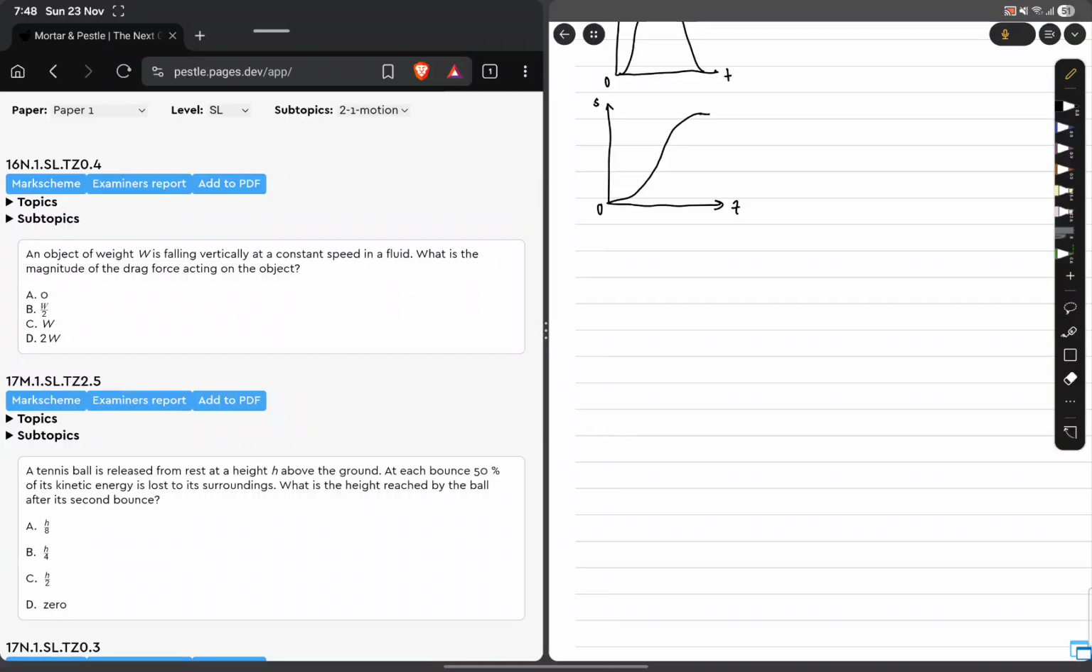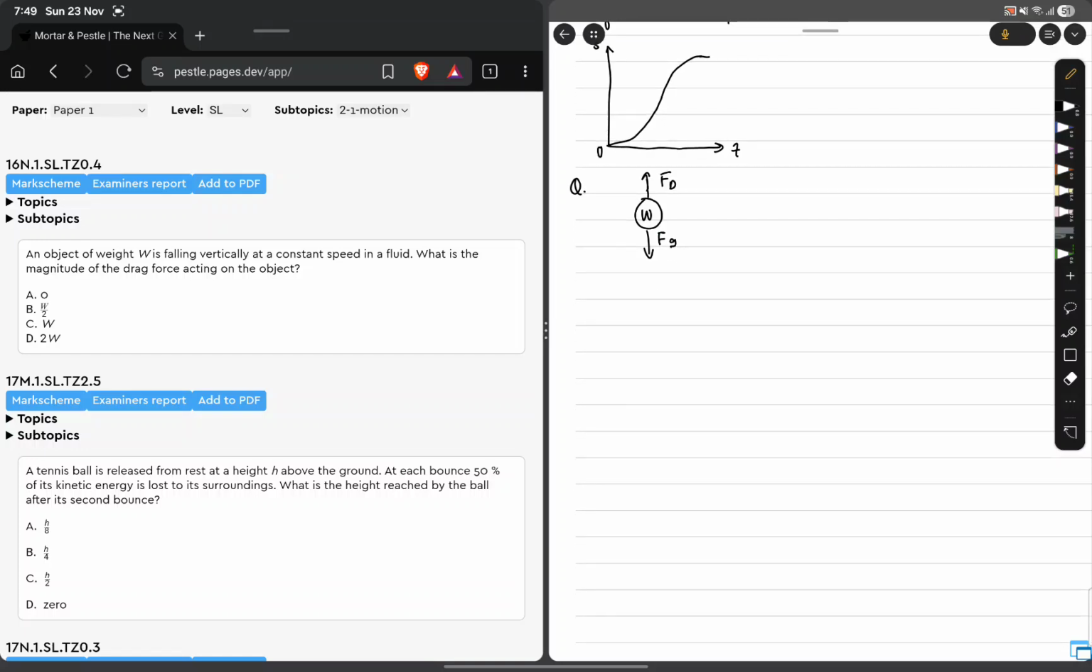Nope. Alright, the next question is, an object of weight W is falling vertically at a constant speed in a fluid. So falling at constant speed means there's some form of drag, I'd imagine. What is the magnitude of the drag force? There's a very specific phrase we need to pay attention to: constant speed. That means there's no net force on the object. That means the drag and the gravity must be equal for it to cancel out. Easy, C.